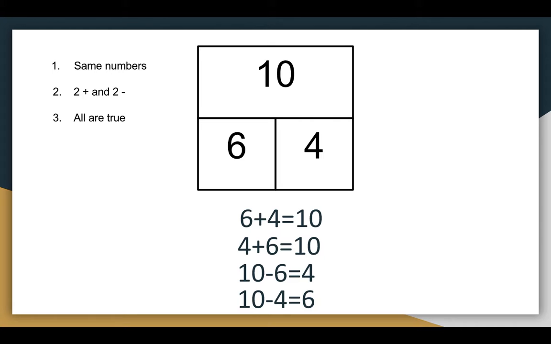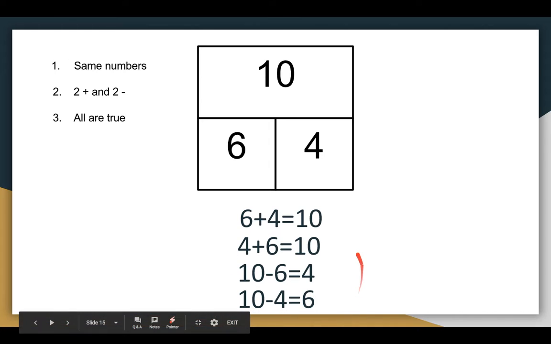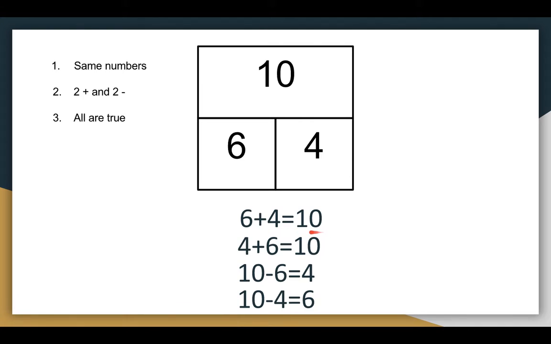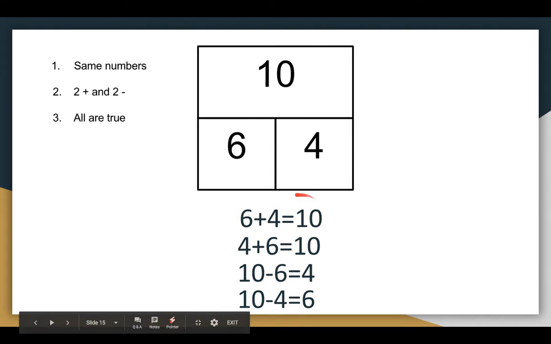As we're looking through these, let's double check. Do they all have the same numbers? I should have 6, 4, and 10 in all of my equations, which I see that I do. I should also have 2 addition and 2 subtraction, which, yep, I do here. And all of them have to be true. And if I have to go through and draw a picture to check, then I can do that. But if I do that, I can see that all of these are true.